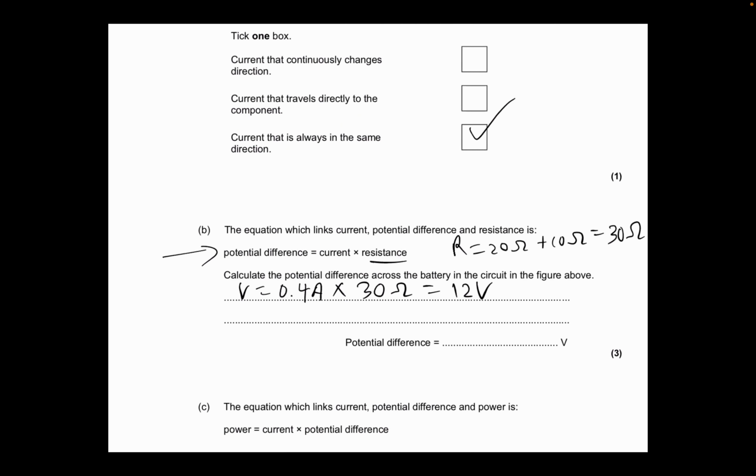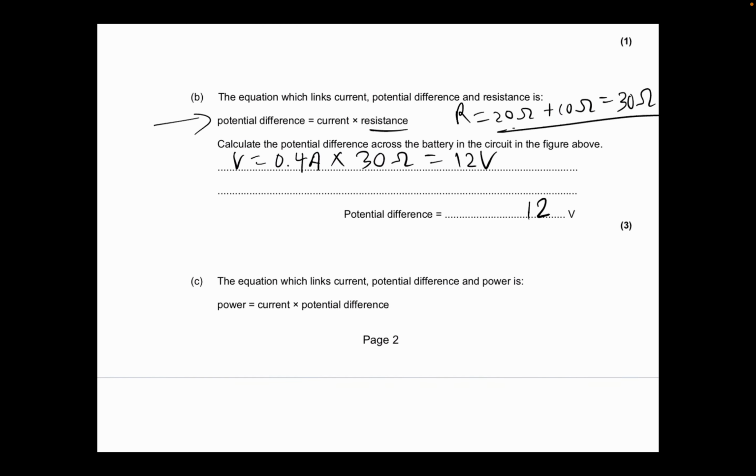That's going to be for 3 marks. You just have to show the working, showing that the total resistance is 30 ohms, and then calculate the voltage. So the voltage in this case is 12 volts. Okay, now let's move on to the next question.